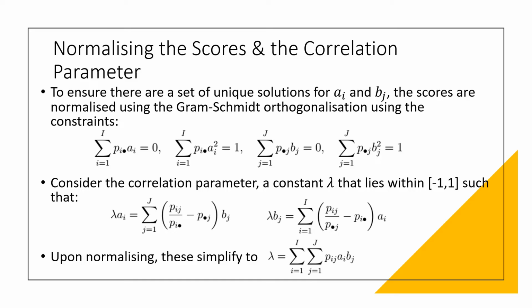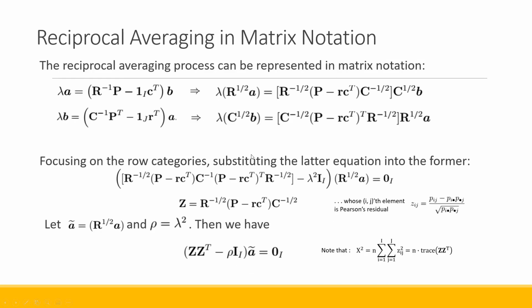Upon normalizing and rearranging, both equations can be simplified to give the same correlation equation. This correlation parameter is in fact the correlation between the row scores and the column scores. The reciprocal averaging algorithm can also be represented in matrix form. The matrix R is a diagonal matrix for the sum of the rows. P is a matrix of proportional cell frequencies. The vector C is the vector of sum of the columns.